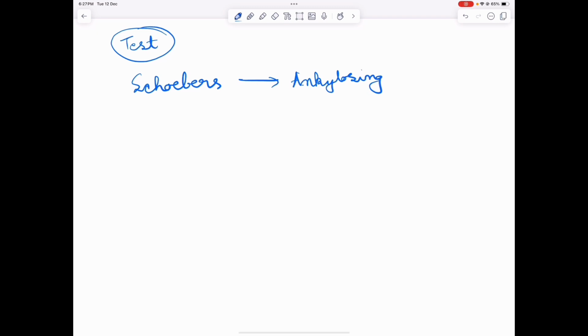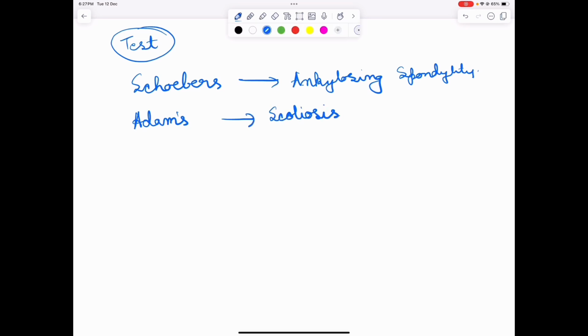Now in orthopedics, we do a number of tests. Let us look at those tests one by one. See, Schober's test is used for ankylosing spondylitis, and Adam's test is done for scoliosis.